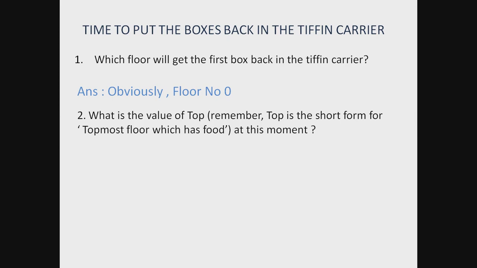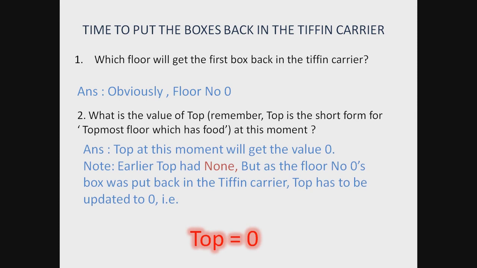The value of top, you remember, means the topmost floor which has food in it. The value of top, which had been none earlier, would now be 0. So top is equal to 0. Why is top equal to 0? Because now the 0th floor has a box in it. We have put a box at the 0th floor. So the topmost floor which has food in it is 0. So top is going to keep 0.